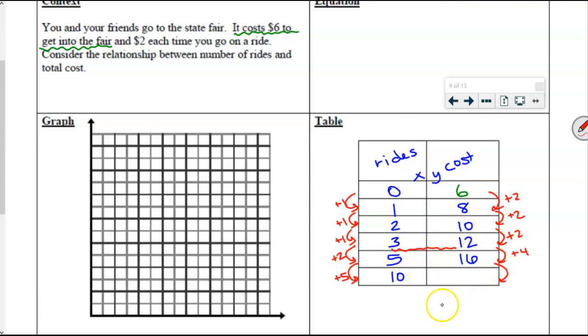Quick discussion at your table with whatever you put in there. How much is that going to change? How much more is it going to cost based on what you put in there? Okay. How much is this going to cost me? How much more? I'm going on 5 extra rides. How much more is it going to cost, Micaiah? $10 extra. So my grand total is $26.